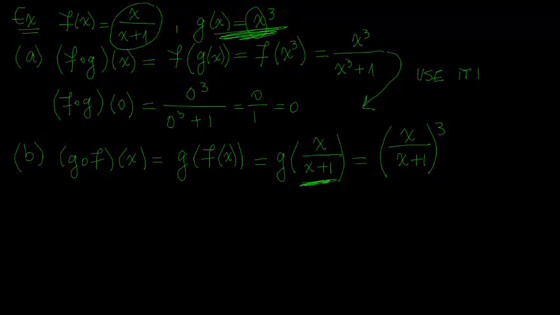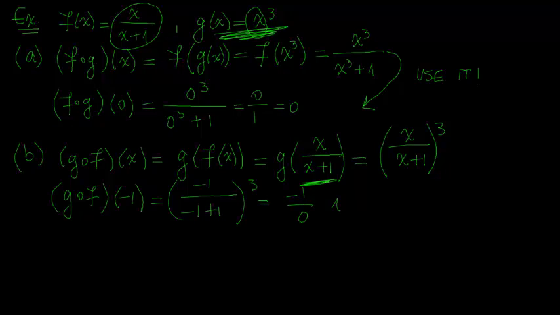What is g composed with f, say evaluated at -1? I will have -1 over -1 plus 1 cubed. And that gives me -1 over 0, so this is an undefined operation. So g composed with f is not defined at this point of -1.